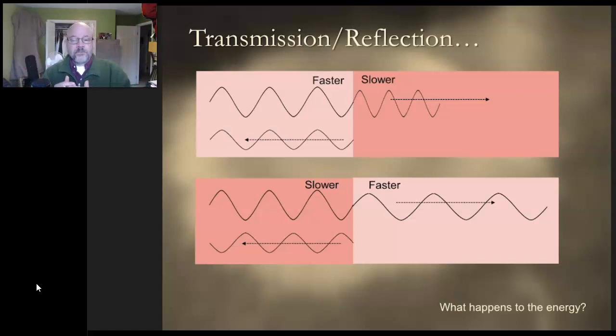We could have one case where the wave hits a boundary, and then across that boundary it has to go slower, and that's going to scrunch our wavelength. Or we could have the other situation where once it crosses a boundary, it's got to go faster, and that's going to lengthen the wavelength there. Now at every boundary you're going to get some transmission and some reflection.